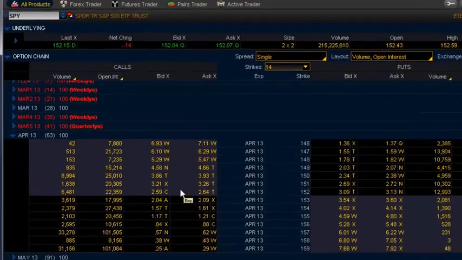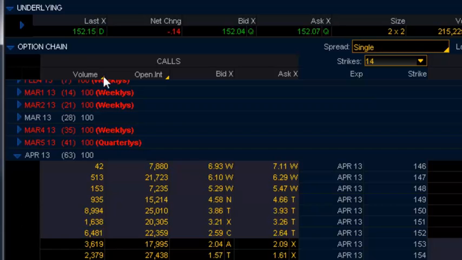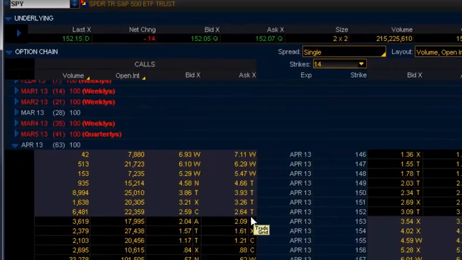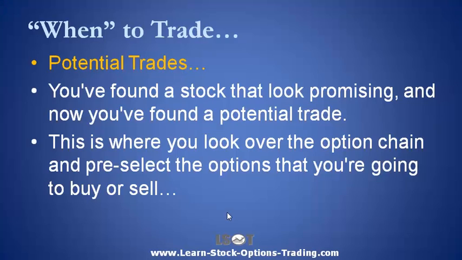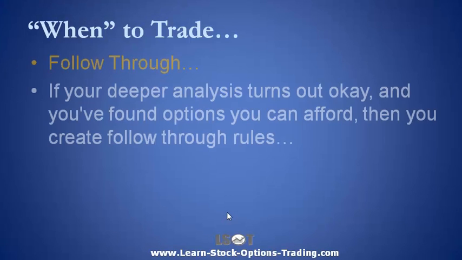And so we come here, the at the money option is the one closest to where the stock is trading at. Stock is trading at $152. So this $152 option right here is the at the money option. And so we would look for that and say, okay, tomorrow when the market opens, that's the one we're going to buy. But that's where follow through rules come into play. So that's your potential trade. You found the option that you want to buy, but you also need follow through rules.